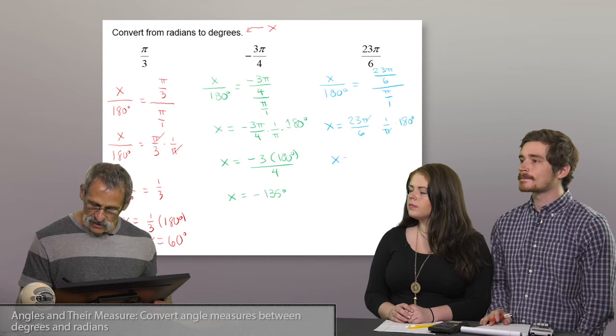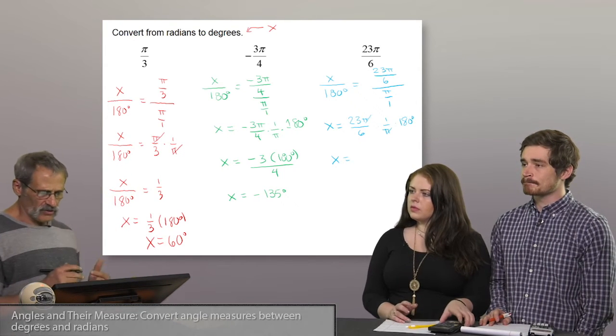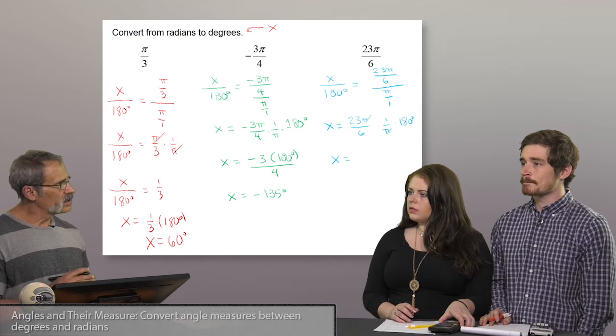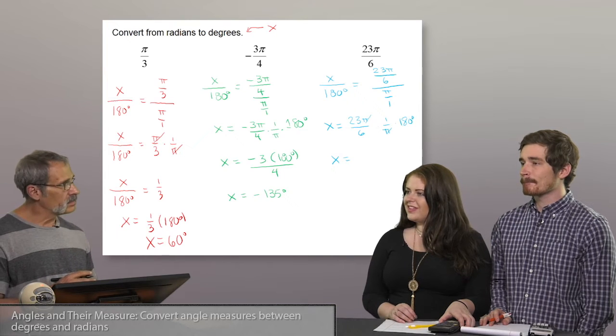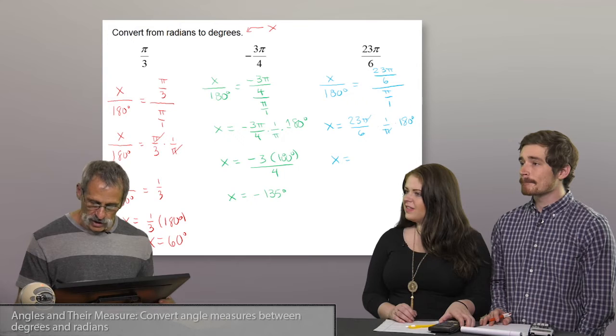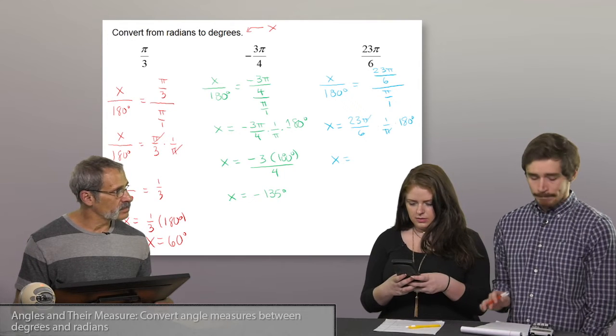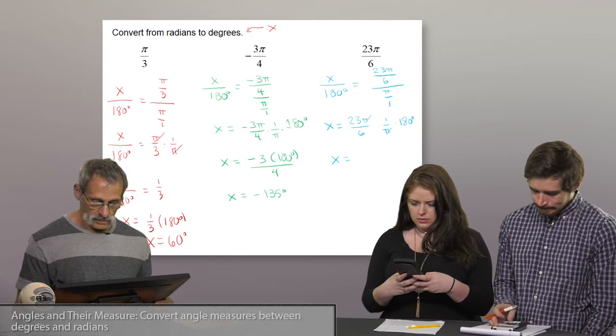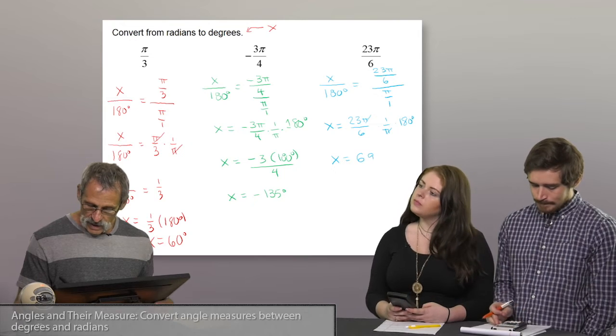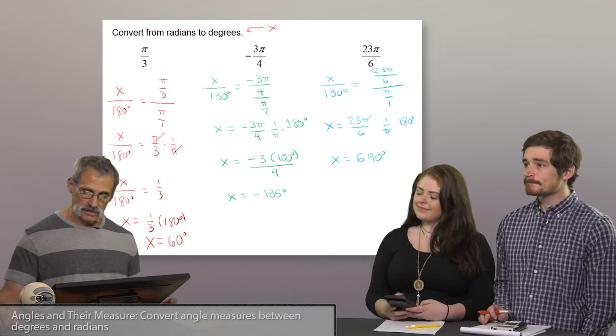Then x is equal to, how many times does 6 go into 180? 30. What's 23 times 30? 690. And we're done.